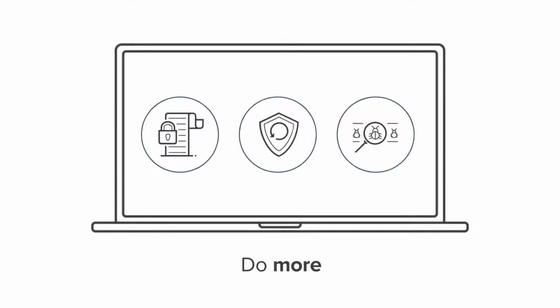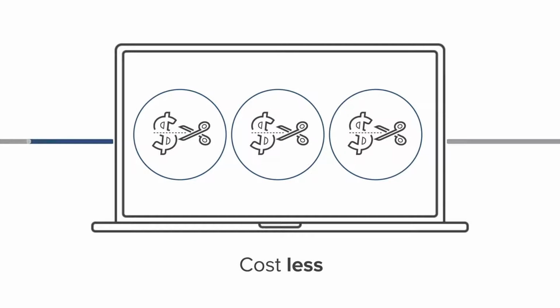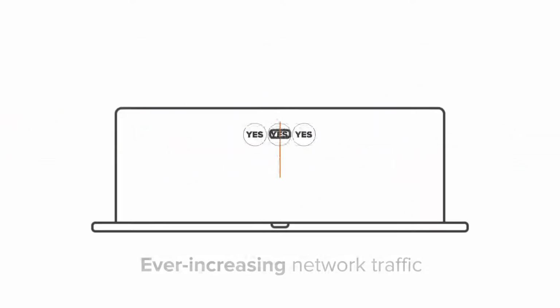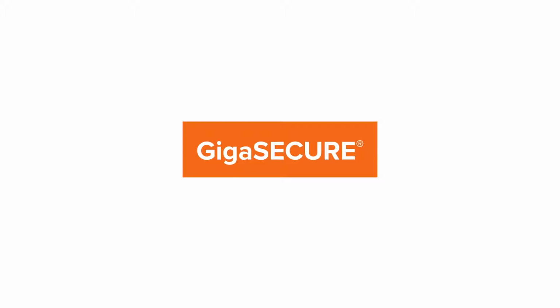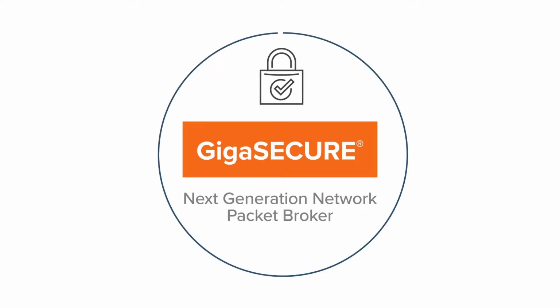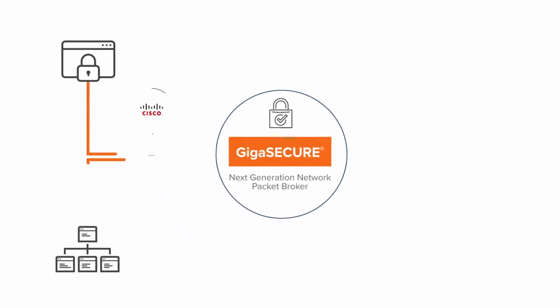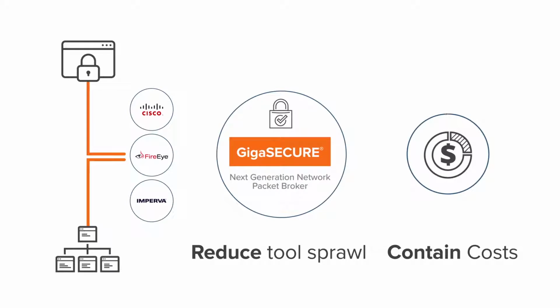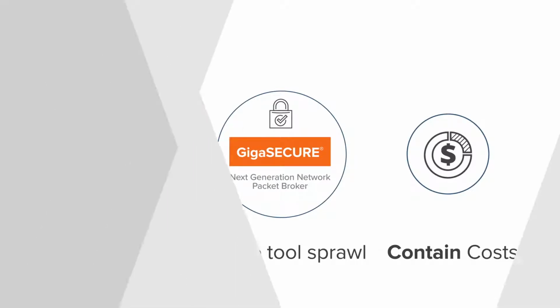Is it really possible to empower your security tools to do more, cost less, and keep up with ever-increasing network traffic? Yes. The GigaSECURE Security Delivery Platform is a next-generation network packet broker purpose-built for security solutions. With it, you can scale prevention tools, reduce tool sprawl, and contain costs. The solution delivers these benefits to prevention security tools with Inline Bypass.